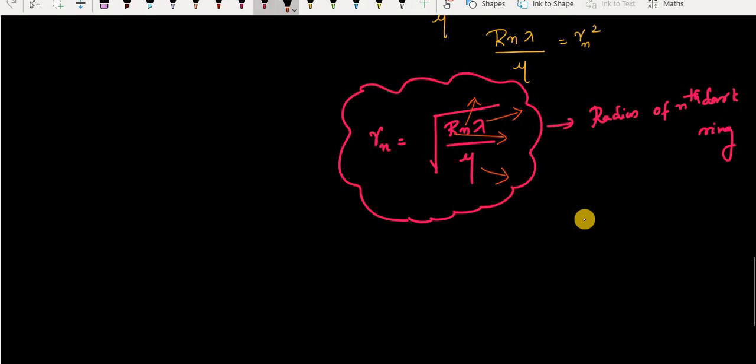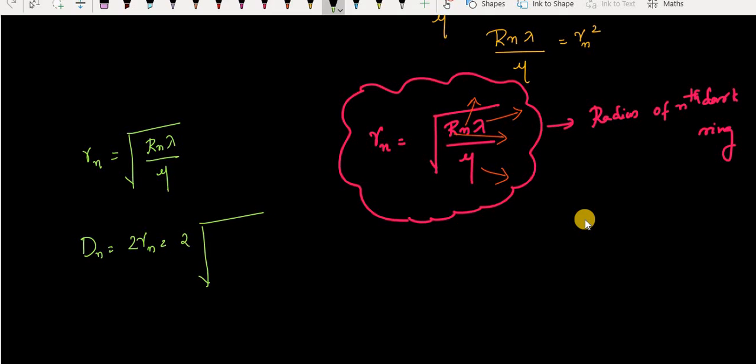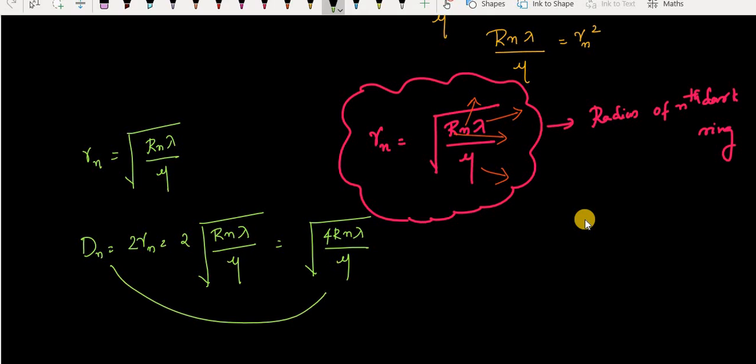So what will be the equation of the diameter? If Rn is equal to root of nR lambda divided by mu, then the diameter is equal to 2Rn, which is equal to 2 into root of nR lambda divided by mu, or we can write root of 4nR lambda divided by mu. That is the general equation for the diameter of the nth dark ring. The diameter of the nth dark ring is equal to root of 4nR lambda by mu.